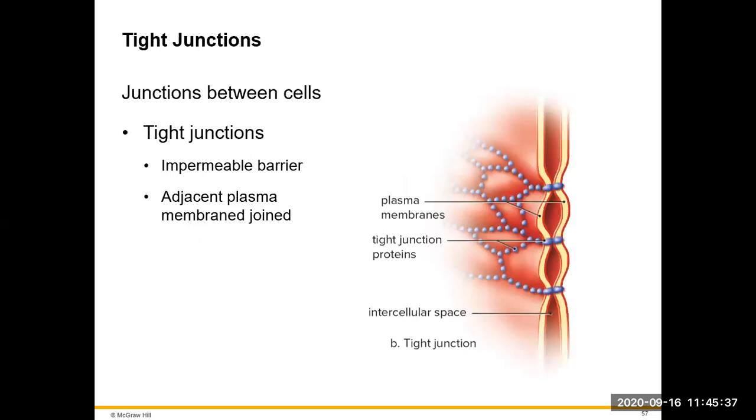Tight junctions are, as the name implies, tight. They are an impermeable barrier because you don't want every chemical to just move from one cell to the other freely, because at the end of the day, a cell is like a prison cell. Only certain individuals or certain chemical reactions take place in that cell, and you don't want chemicals to move from one cell to the other and contaminate the reaction.